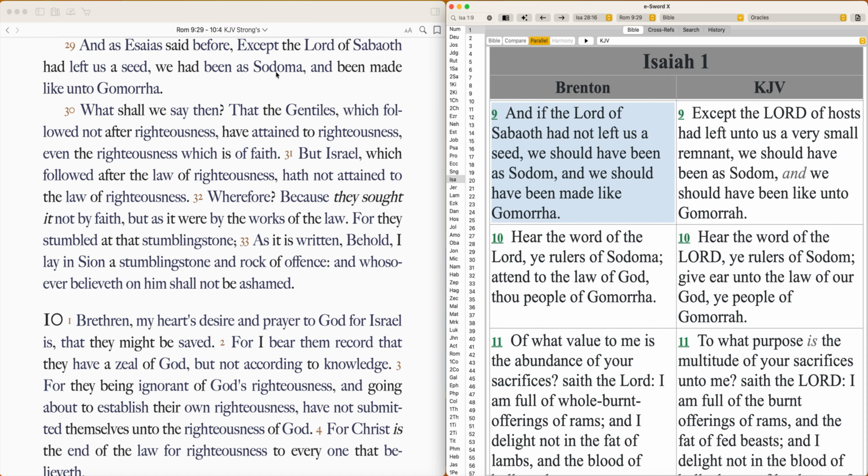We had been as Sodoma. You see that? We would have been like unto Gomorrah. I know here it didn't say Sodoma, but the next one actually says Sodoma. That's the same spelling as in the Septuagint. Been made like unto Gomorrha. Same way, same spelling. And in the next verse you got the same thing, Sodoma with the A at the end of Sodom. Very, very similar, identical.